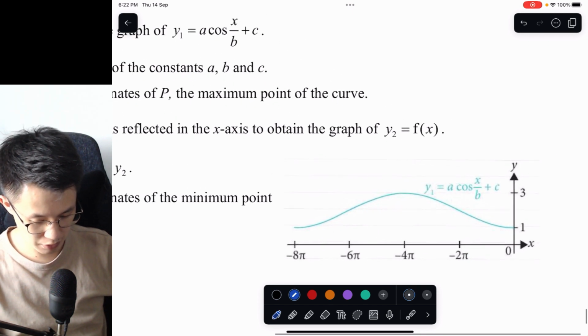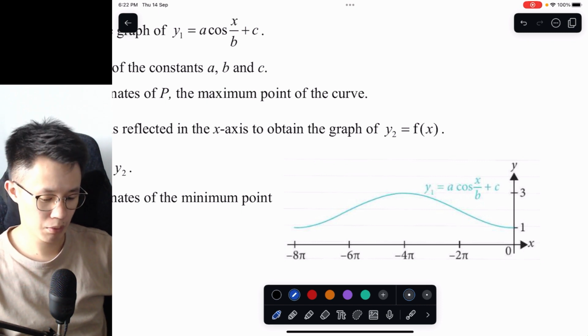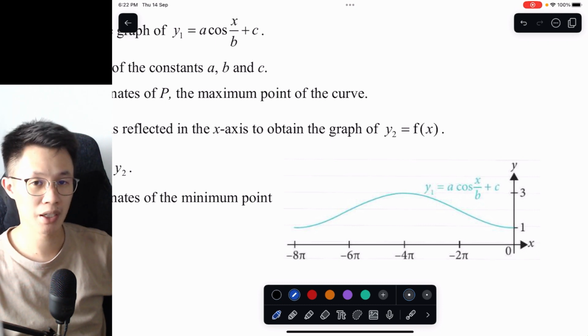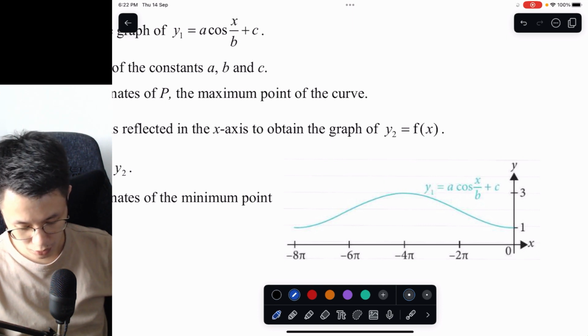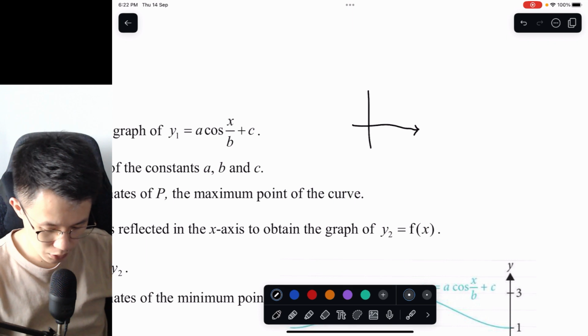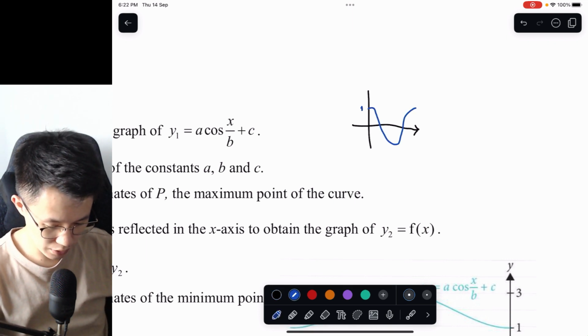So what we're gonna do is, if you think about it, how do you make a maximum a minimum point? If you spend some time to think about it, all you need to do is multiply a negative value to the function to make it a minimum point. What do I mean by it? So imagine you have your cosine x curve over here. This is 1 and negative 1, right?